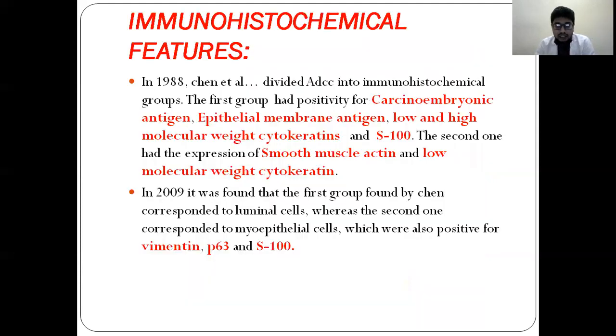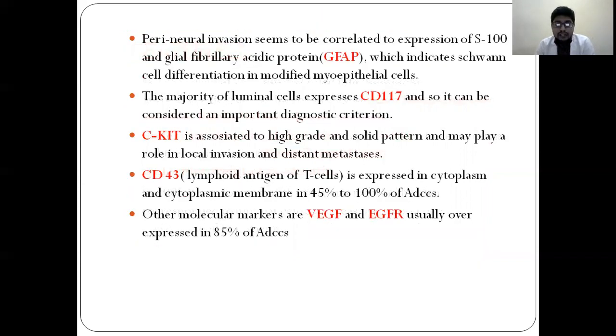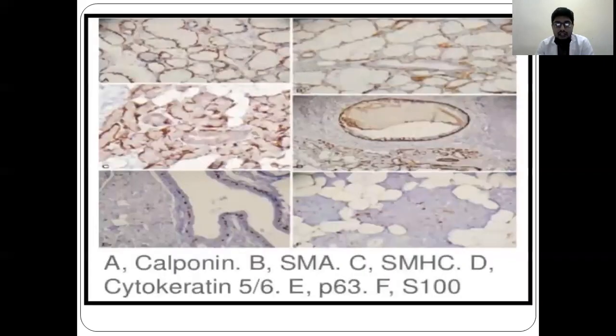Immunohistochemically, these are all the markers you can use to identify this lesion. Especially in 1988, Chen et al. divided adenoid cystic carcinoma into two histochemical groups. The first group, which was found by Chen et al. in 2009, was responded. Then the perineural invasion seems to be correlated to expression of S100, glial fibrillary acidic protein, c-KIT, CD43, VEGF and AGR. These are the pictures I mentioned here for the IHC stains.